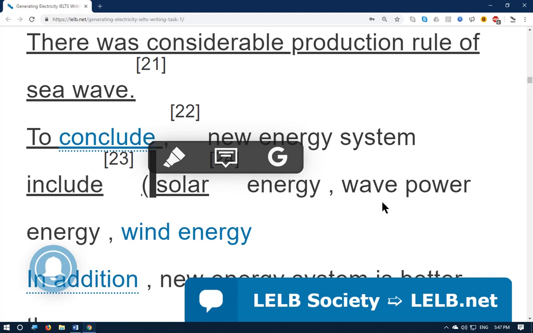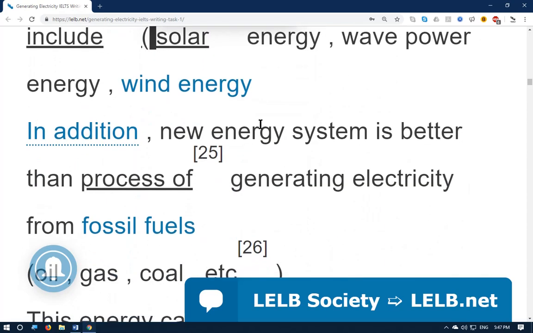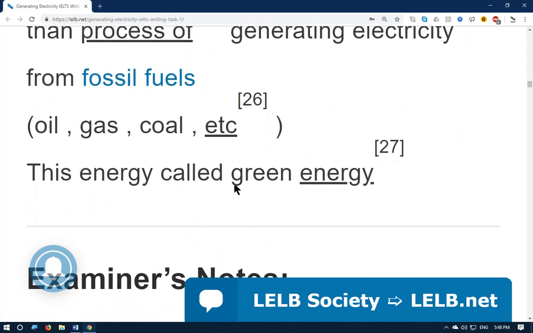Solar energy, wave power, wind energy, in addition, the whole part actually is problematic and grammatically wrong, and I cannot just explain about that because it's so complicated and the mistake is so big. In addition, new energy system is better than the process of generating electricity from fossil fuels, and there should be oil, such as. It's better to add such as, for example, or including, the same, including oil, gas, coal, etc.